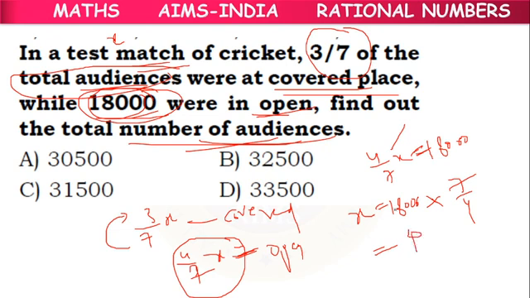4 4s are 16. 2 will be remaining, 20. 4 5s are 20, still 2 zeros are there, 0 0. We can keep into 7. 7 zeros are 0, 7 5s are 35, 7 4s are 28 plus 3, 31. 34,000.